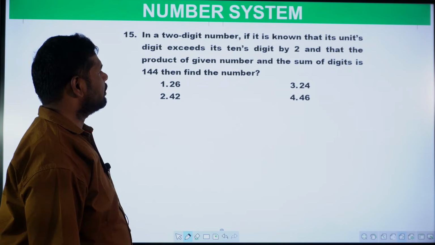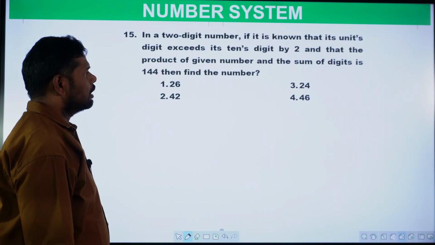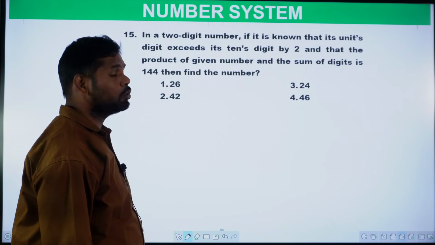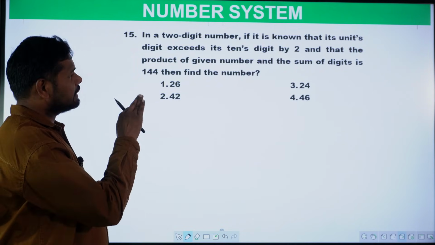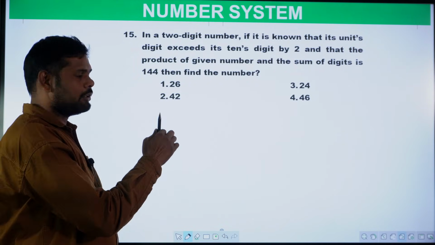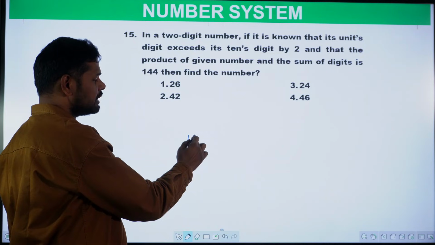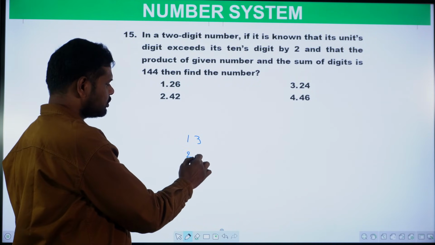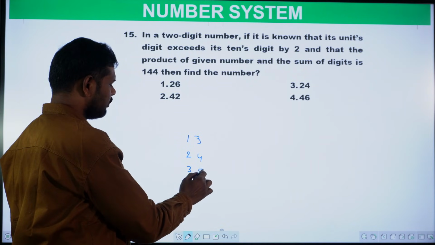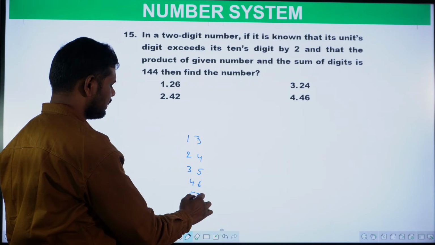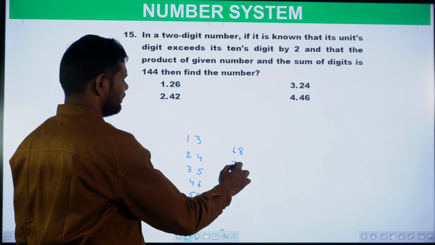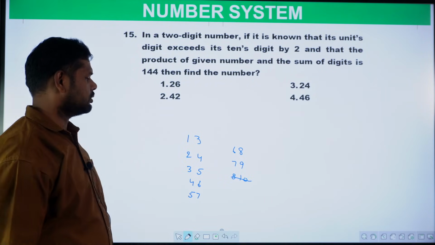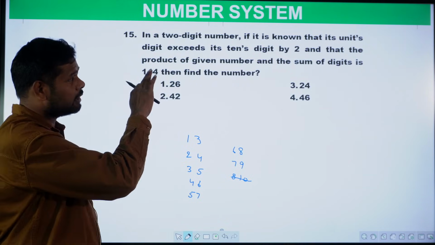In a 2-digit number, it is known that its units digit exceeds its tens digit by 2. Exceeds means adding: if the tens digit is 1, the units digit is 1 plus 2, 3. If it is 2, 2 plus 2, 4. 3 plus 2, 5. 4 plus 2, 6. 5 plus 2, 7. 6 plus 2, 8. 7 plus 2, 9. 8 plus 2, 10 is not possible, that would be 3 digits. So these all are the possibilities according to that statement.